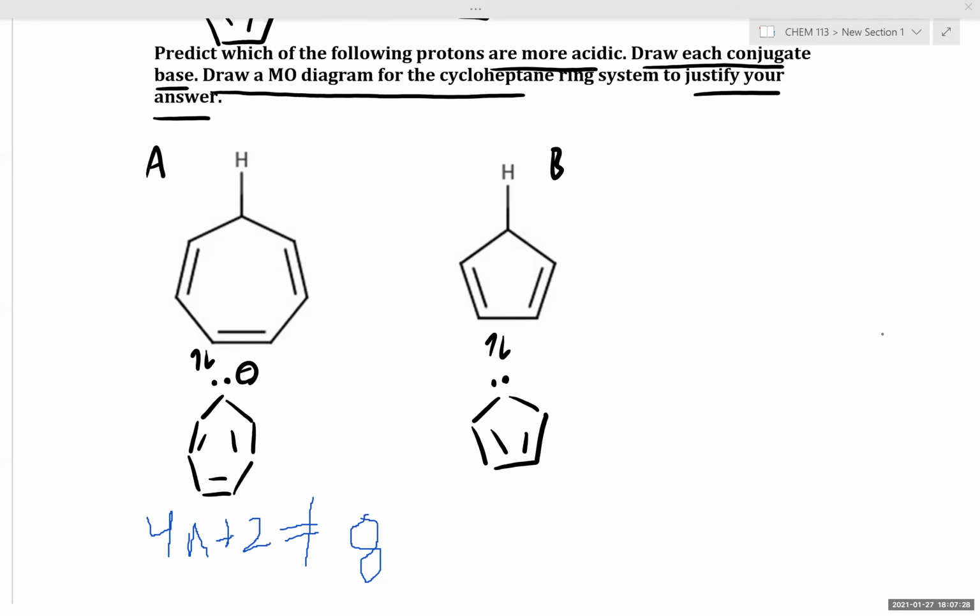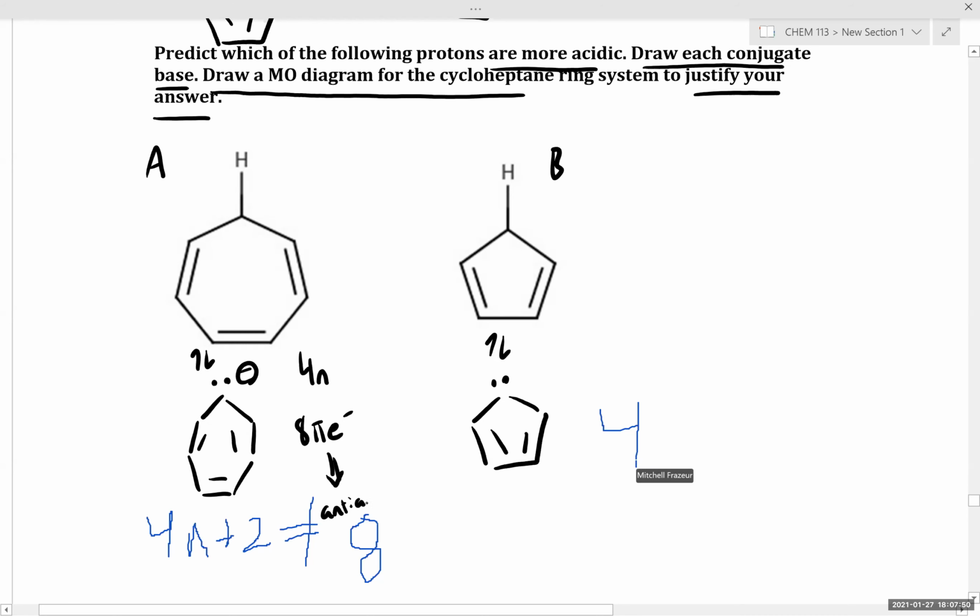So we have a student noting that the structure on the left has 8 pi electrons. That's right. Yep, so we have 8 pi electrons. This does not follow the 4n plus 2 rule. Instead, it follows the 4n pattern of pi electrons. So when we have 8 pi electrons, we can conclude, as the students are noting in the chat, that it is anti-aromatic. So this ring system is anti-aromatic.